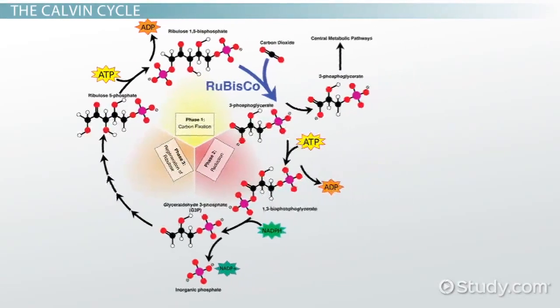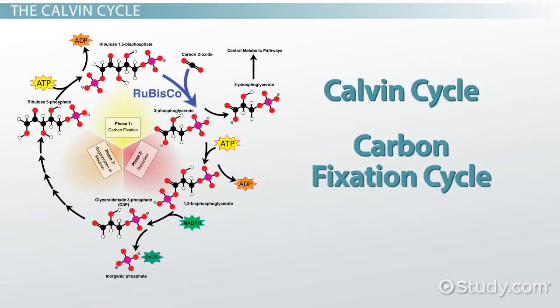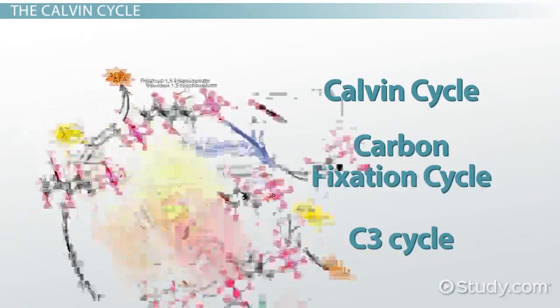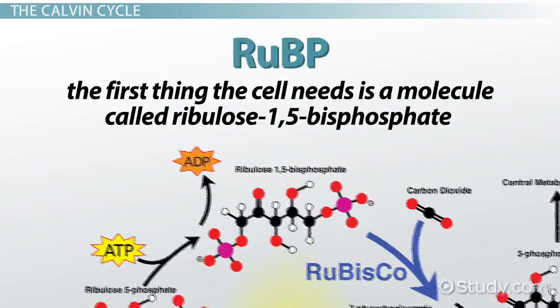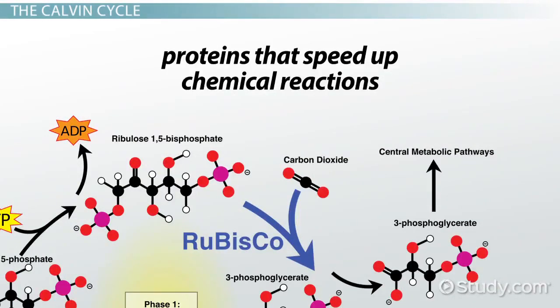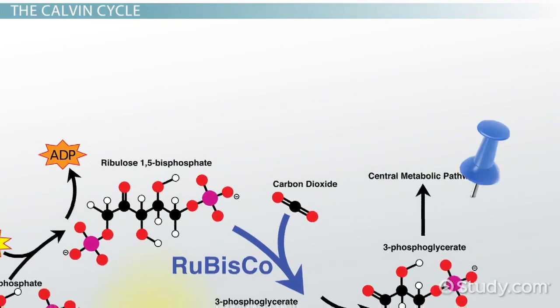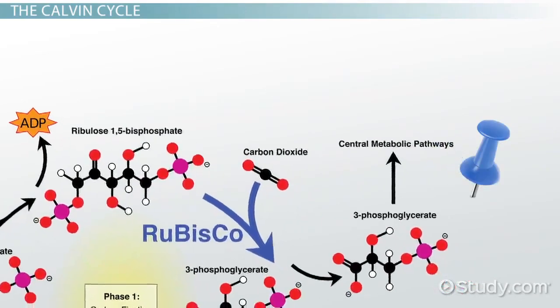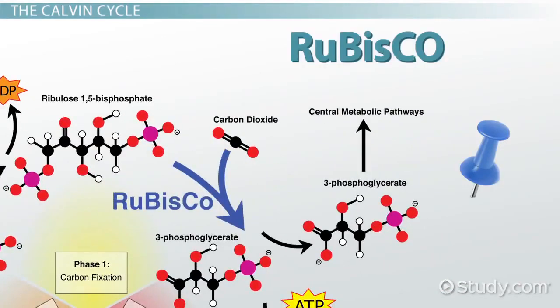This process of carbon fixation is actually the first step in the Calvin cycle, also known as the carbon fixation cycle or C3 cycle. The first thing the cell needs is a molecule called ribulose 1,5-bisphosphate, or RuBP for short. The next thing the cell needs is a special enzyme. Enzymes are proteins that speed up chemical reactions. The enzyme the cell needs for carbon fixation is called ribulose 1,5-bisphosphate carboxylase. Ribulose 1,5-bisphosphate carboxylase is quite a mouthful, so it's often shortened to RuBisCO.